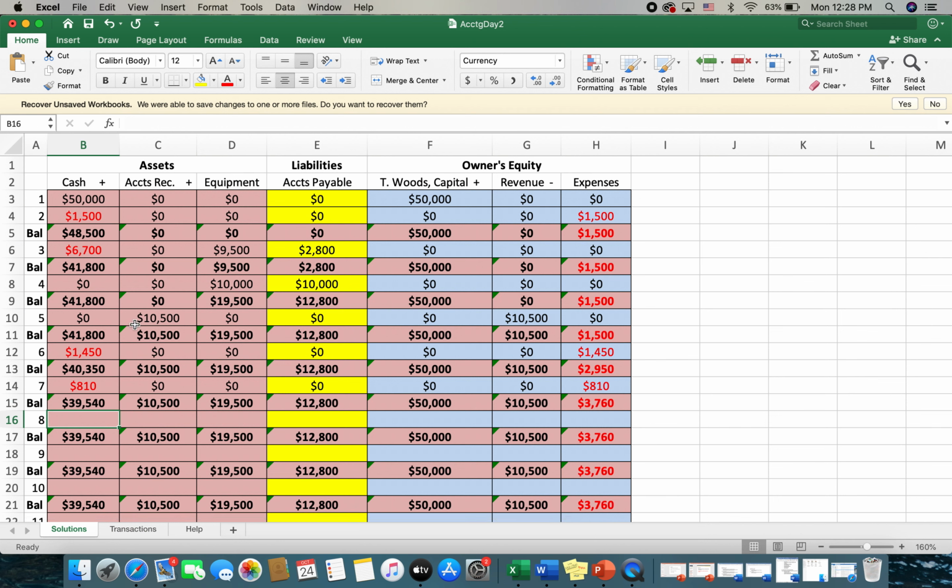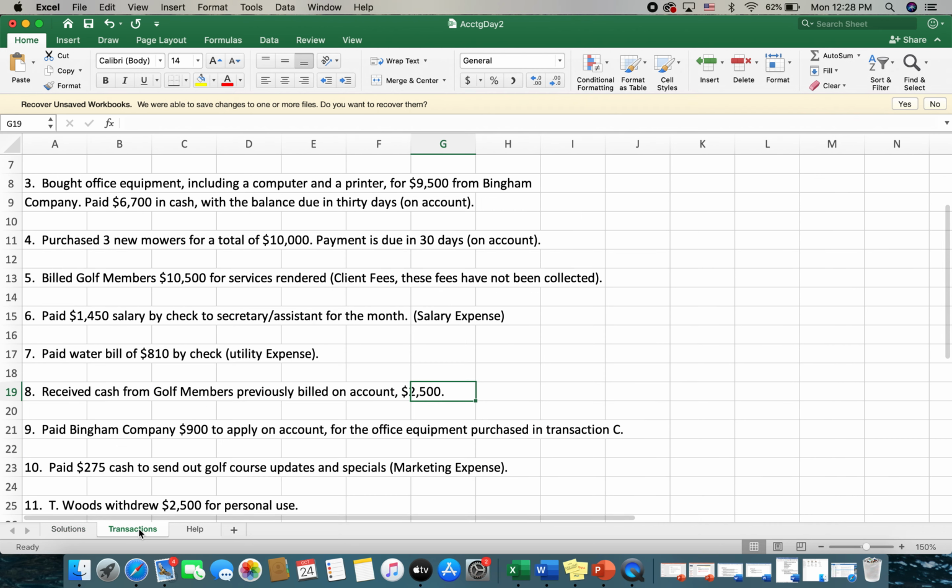So previously, we have to go back and look at this. We already counted it as revenue, so we can't count it as revenue again. We're going to lose accounts receivable, and we are going to gain cash. So we gained cash in the amount of $2,500, and we're going to lose accounts receivable because not as much money is owed to us anymore. That's a tough one. You have to understand what accounts receivable is for that.